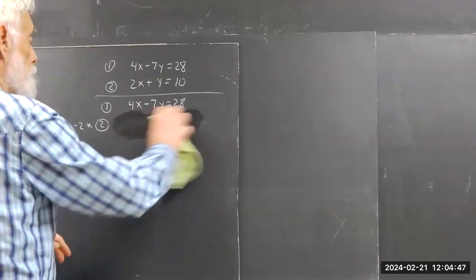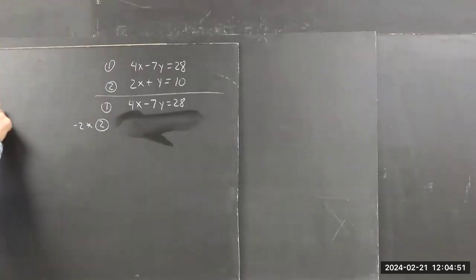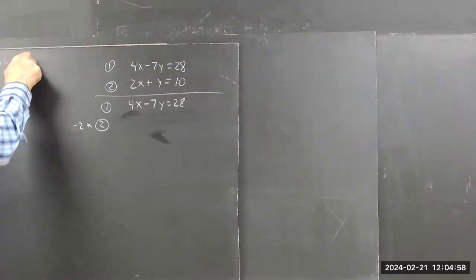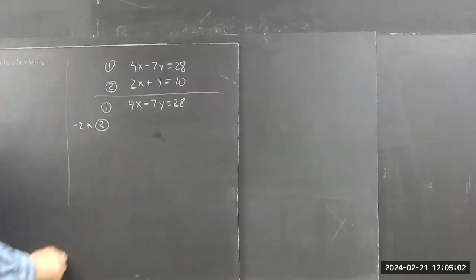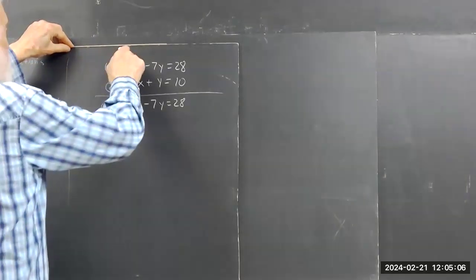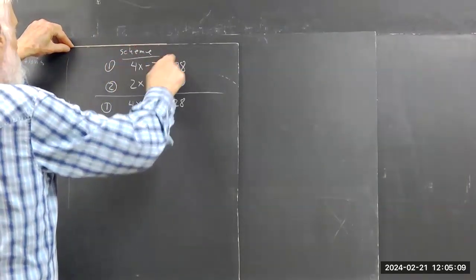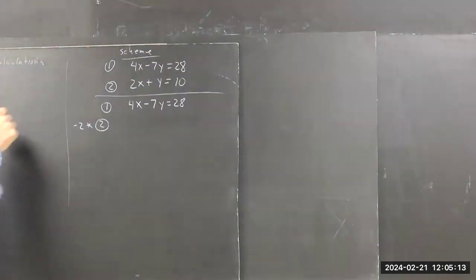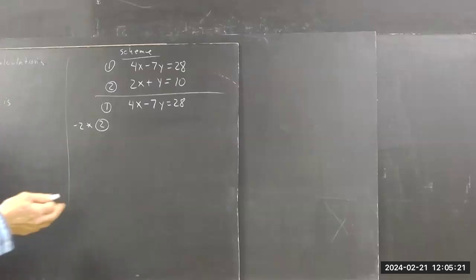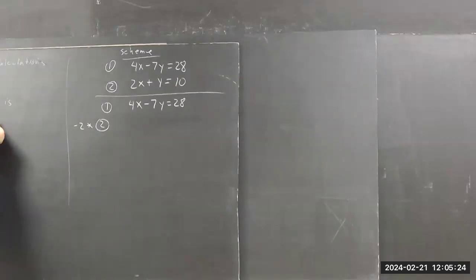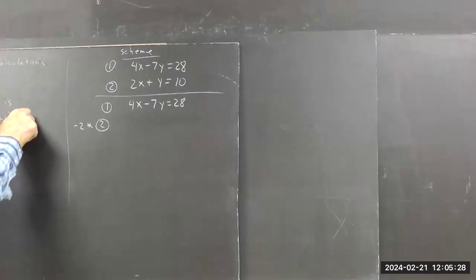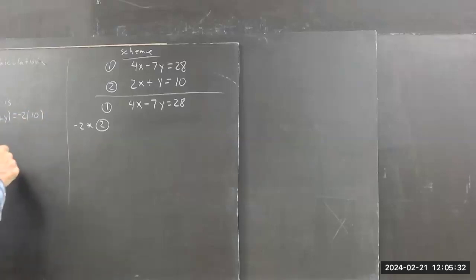So I'm going to write scratch. Let's say we have an area over here for calculations, and over here we have the scheme. Okay. Calculation here: -2 times equation 2 is, and write it out, -2 multiplied by 2x plus y equals -2 multiplied by 10. And then we work that out. We get -4x minus 2y equals -20. And that's what we're going to write here.